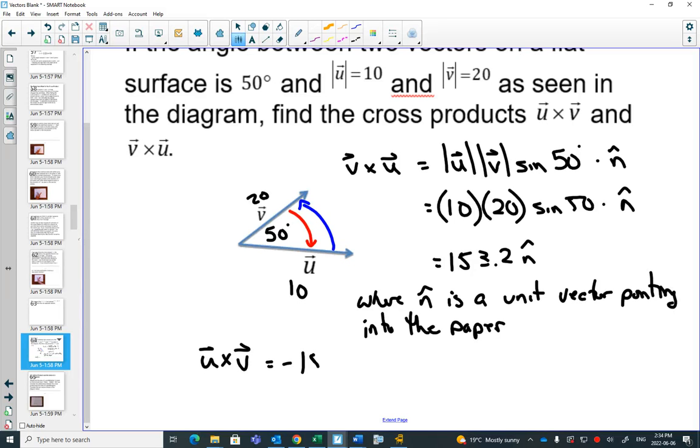It would equal the exact same thing with a negative. Either you could write this, and I would write it this way because we've already defined n to be into the paper. So by putting the negative in front, it's going to be out of the paper. Or you would have to write another statement saying that, in this case, n is pointing out of the paper.